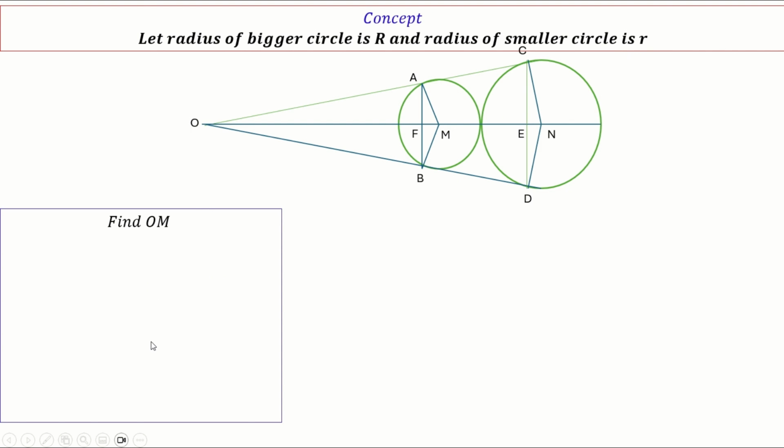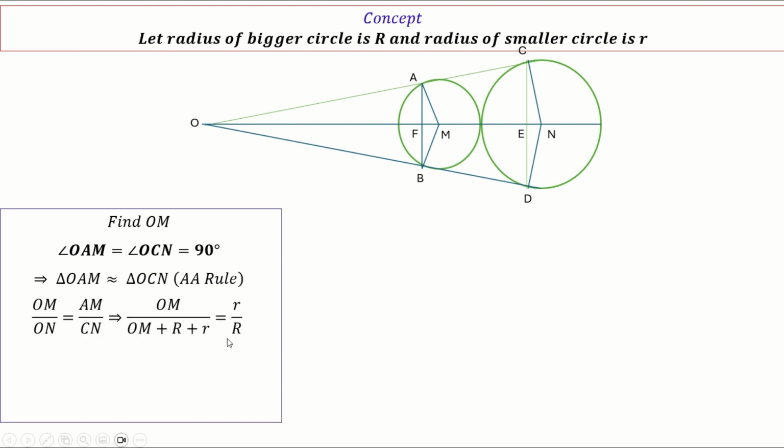So find OM first. If you see, angles OAM and OCN are both 90 degrees because they are tangents to the circle. Triangle OAM will be similar to OCN because these are right angle triangles, and AM and CN are both at 90 degrees to the same line. So AM and CN will be parallel, and we can easily prove that these two triangles are similar.